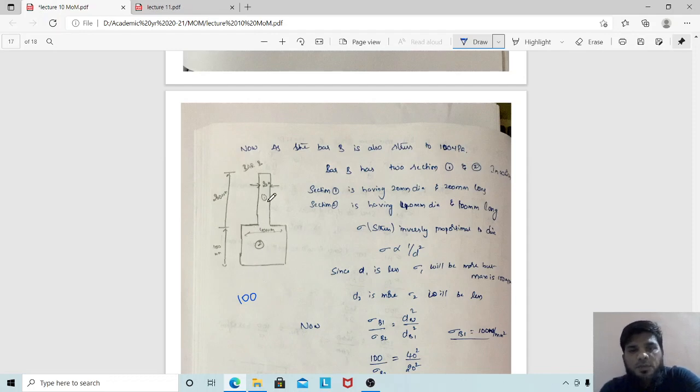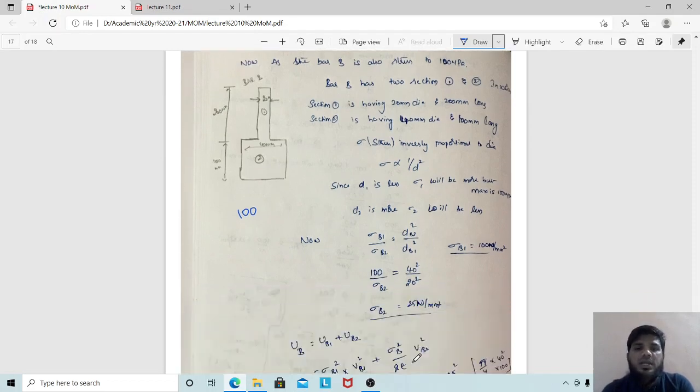Obviously the first part. Why? Because this one has the small diameter. We have already studied that the smaller the diameter, the more the stress, that is nothing but maximum. So sigma B1 divided by sigma B2 is equal to dB2 square by dB1 square. So here also you are going to get the dB2 as 25 Newton per mm square.